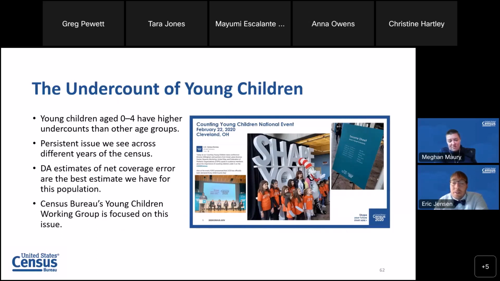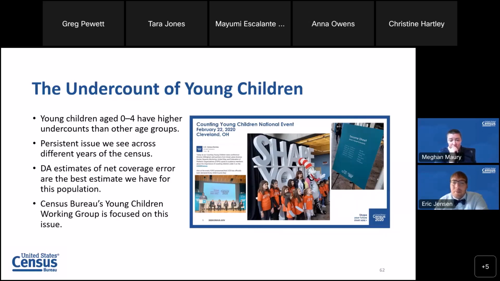So earlier this year, the Census Bureau formed the Young Children Working Group, which includes analysts from across the agency. And the goal of this team is to improve the coverage of young children in the census and in demographic surveys, and to improve data for this population.